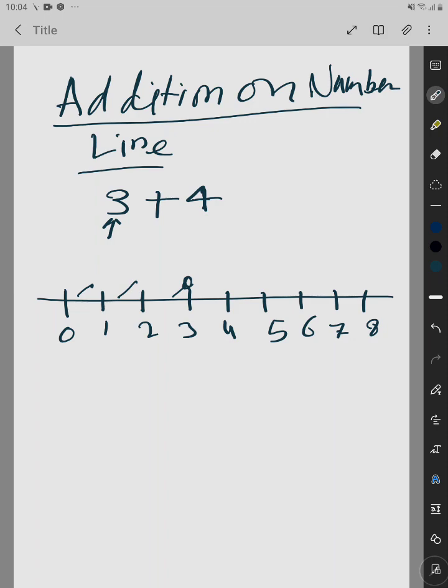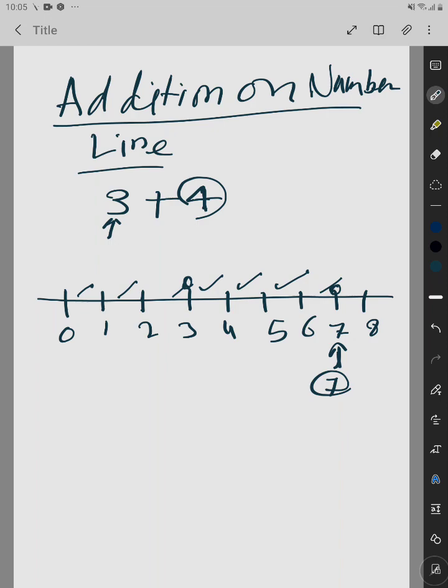Now we need to add 4 to 3. So how will we go for 4? We will move 1 by 1: 1, 2, 3 and 4. So we have come here. So what is this number? This is 7.